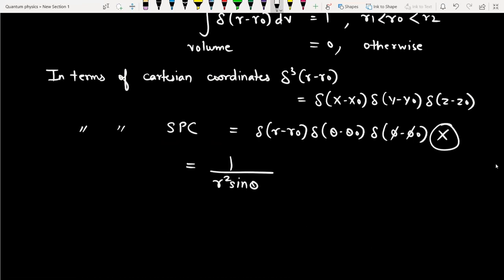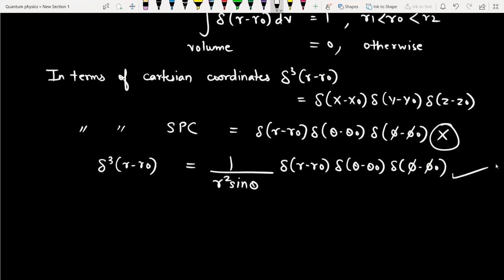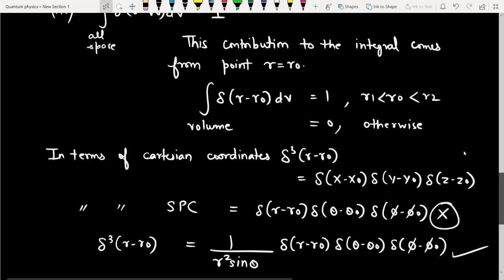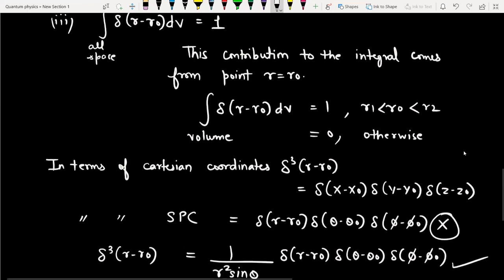You have to include a factor of 1 over r square sin theta, and you can use this with del of r minus r naught, del of theta minus theta naught, and del of phi minus phi naught. This is how you can represent del cube of r minus r naught in terms of spherical polar coordinates. And if you have to verify that this is correct and the earlier one is not, you know this particular property that if you integrate this over the entire volume, the integration would be 1.